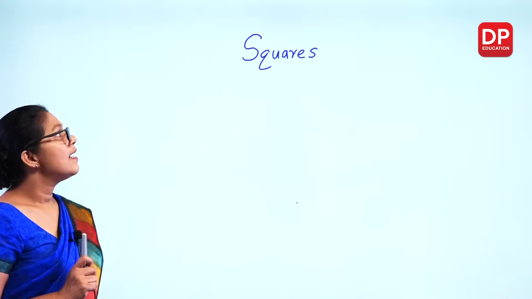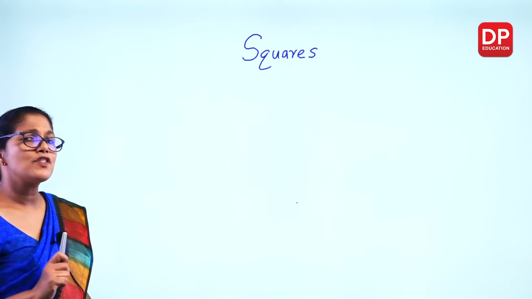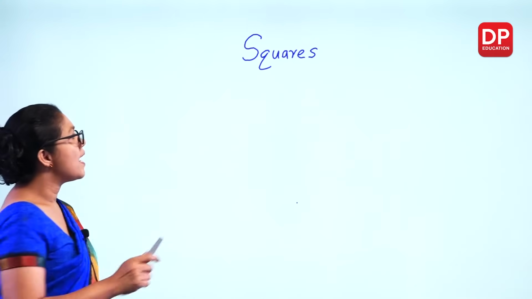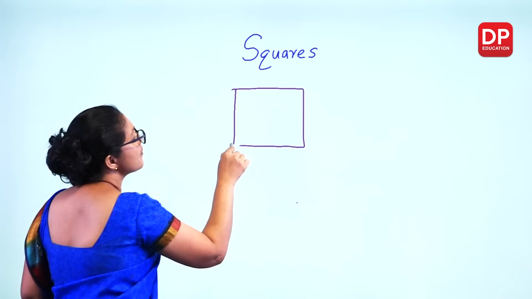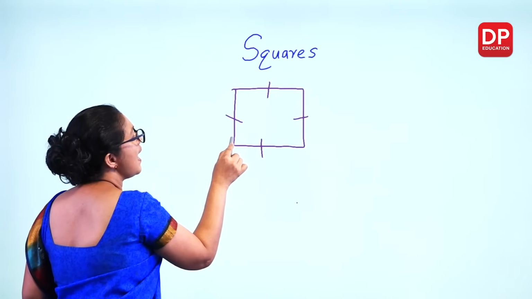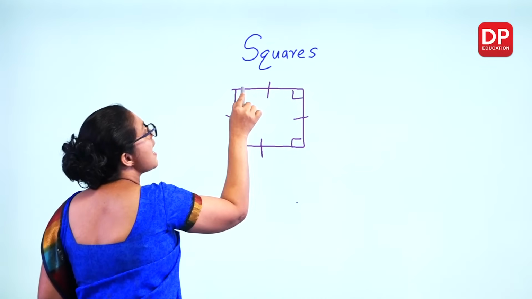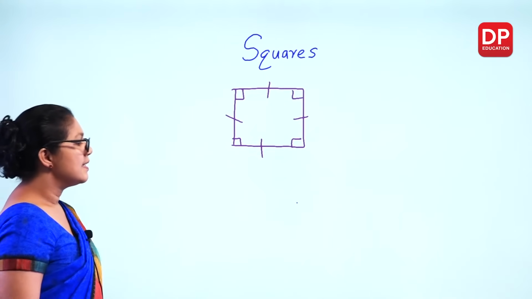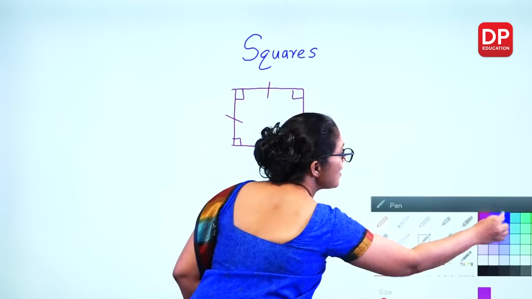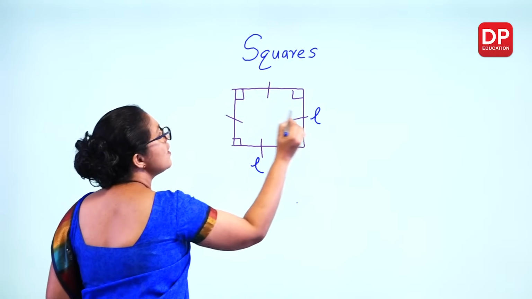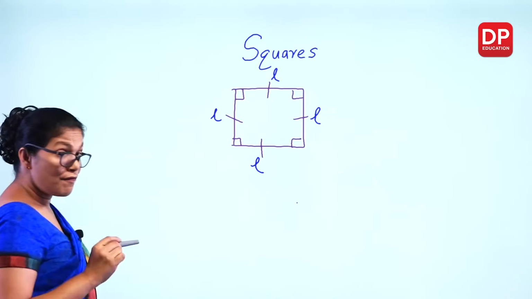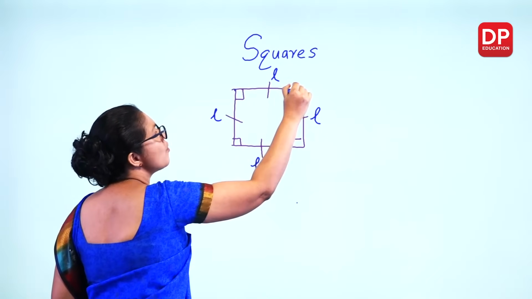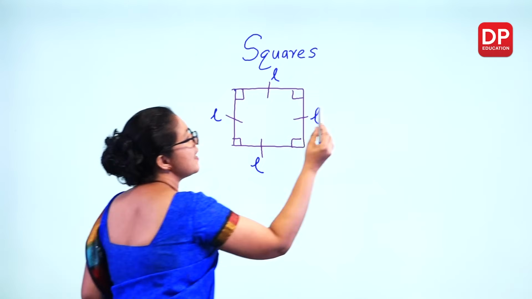The next shape is called a square. So what's the difference between a square and a rectangle? A square is also a four-sided figure, but we know in a square all sides are equal and all these angles are 90 degrees. So that's the difference between a square and a rectangle. So here we'll take one side as L. So all these sides are L. So if I want to find out the perimeter of a square, I can start from here, go around the figure and find out the total distance.